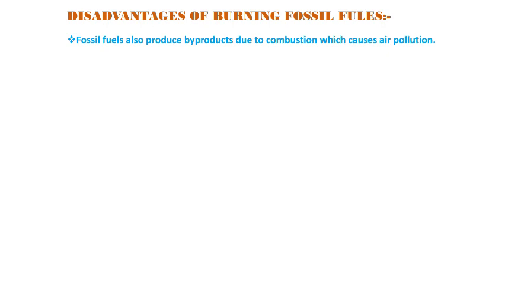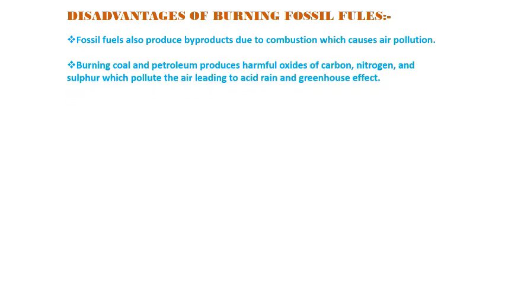disadvantages of burning a fossil fuel. What are the disadvantages of burning a fossil fuel? That thing we will discuss. So fossil fuel also produces byproducts due to combustion which cause air pollution. Means the first disadvantage, it causes air pollution. I told you it emits an extreme amount of carbon dioxide gas that really harms our environment. The second point, burning coal and petrol produces harmful oxides of carbon, nitrogen and sulfur which pollute the air, leading to acid rain and the greenhouse effect.